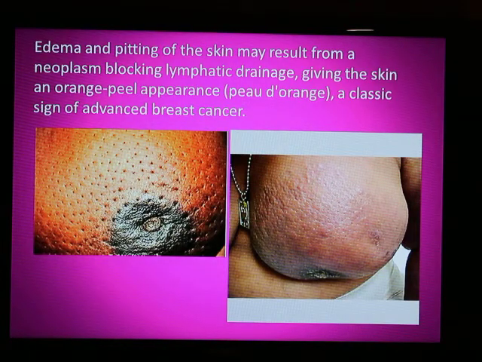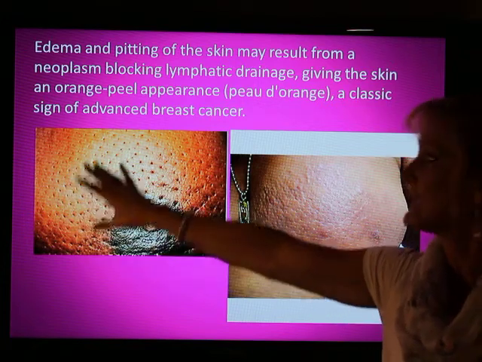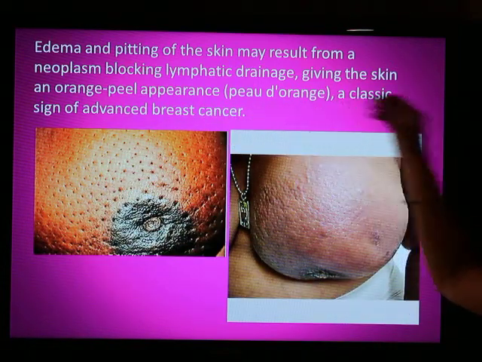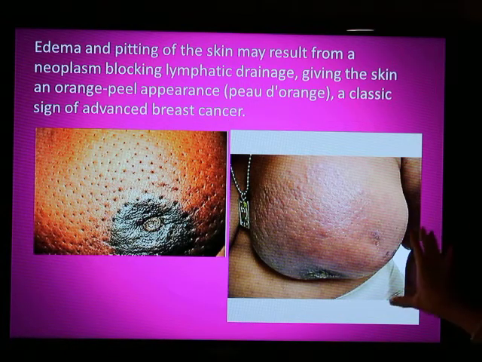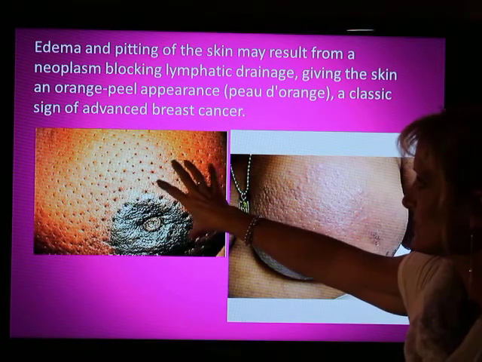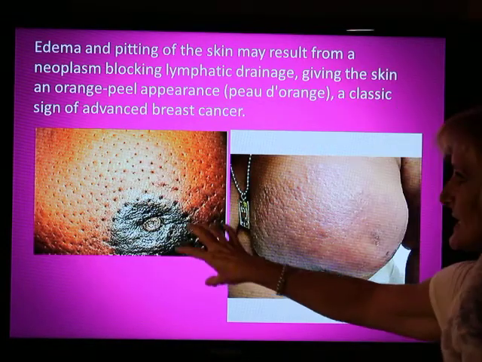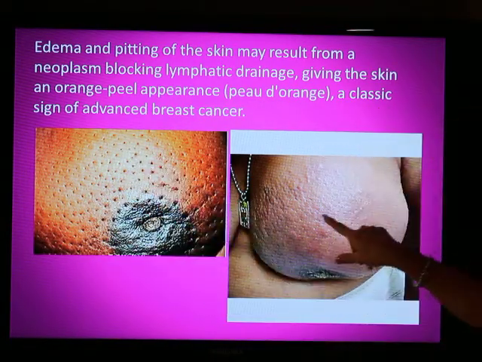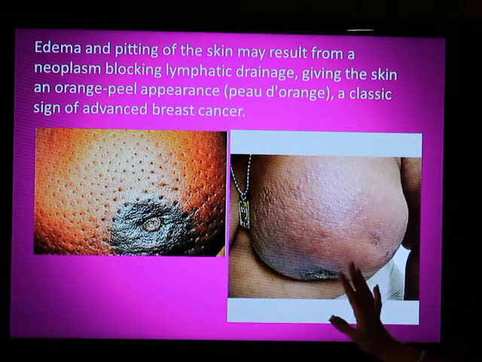Another problem that we worry about in our patients is this: if the breast starts getting this orange peel appearance, it's called a peau d'orange. And you'll notice in both of these breasts here, notice how the skin looks like an orange. It's got these dimplings in it. This is an ominous sign.